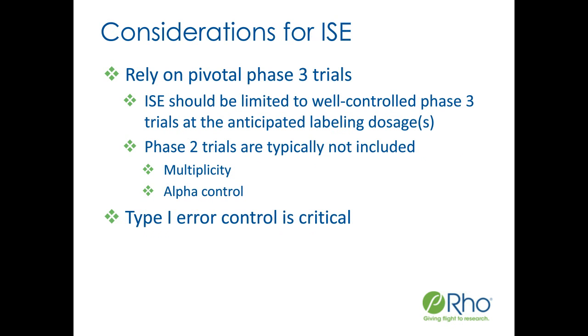So here you're going to rely on your adequate and well-controlled trials. These are typically your phase 3 studies. However, they don't necessarily need to be your phase 3 trials, depending on your program. Phase 2 trials that are not adequate and well-controlled typically don't control for your type 1 error rate. You tend to have a lot of multiplicity. You're having multiple comparisons throughout your trial, and so these weren't set up to be adequate and well-controlled studies.